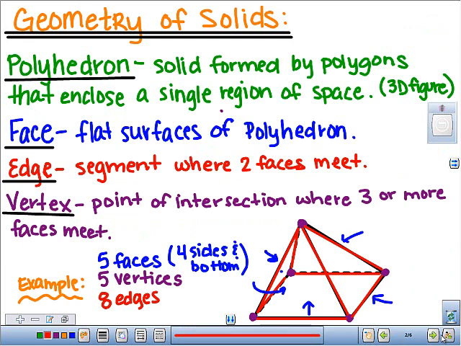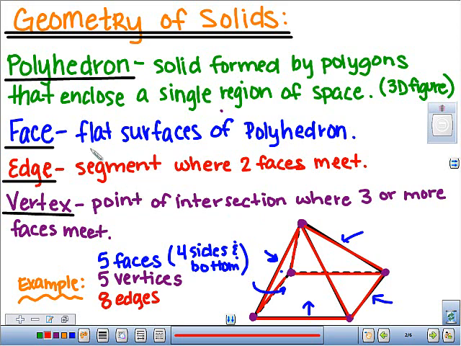Okay, now that's what you think of when you hear 3D figure. Most commonly we're just going to say the 3D figures or the 3D shapes, but that's the proper term. These polyhedrons have parts to them: faces, edges, and vertices.